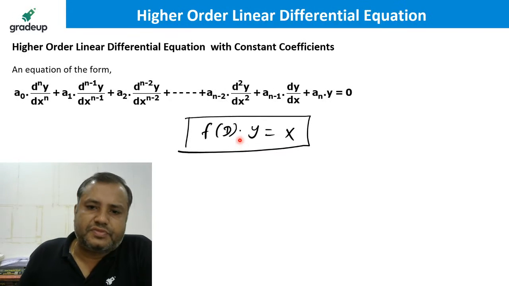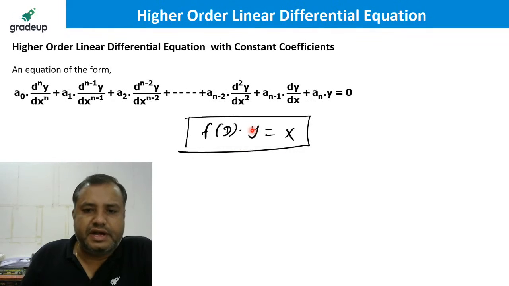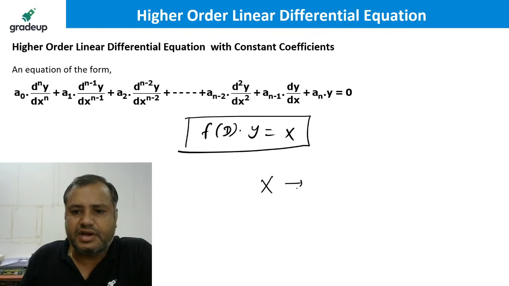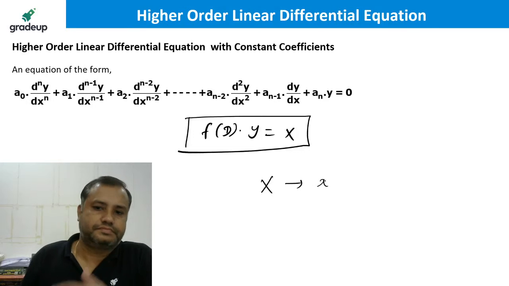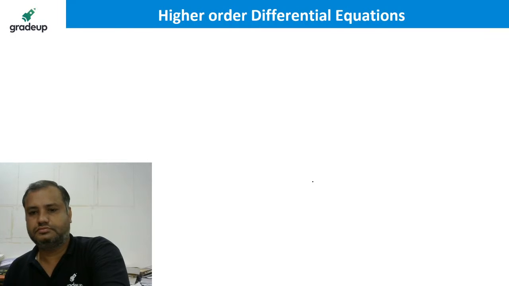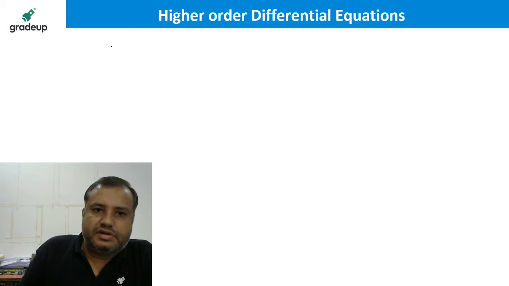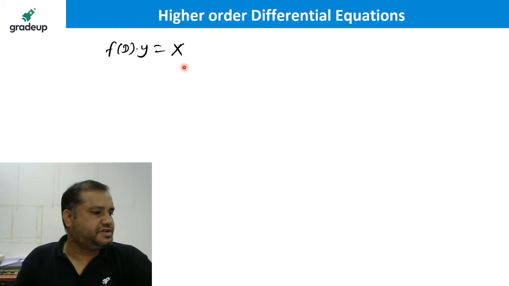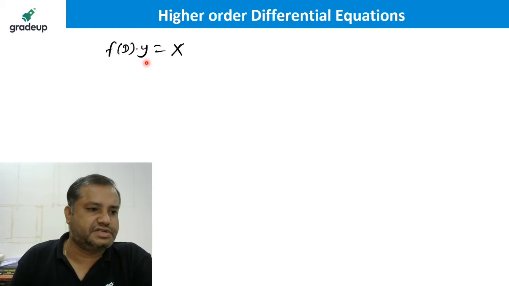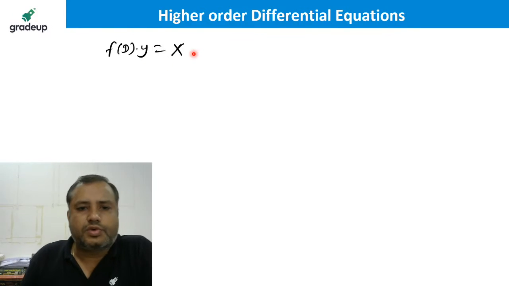So here the dependent variable is y, the independent variable is small x, and capital X is the function present on the right hand side. Capital X is a function of small x. F of D into y equal to capital X is the format of an LDE of higher order with constant coefficients.